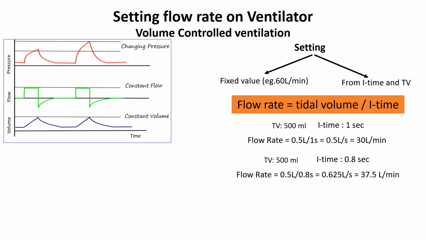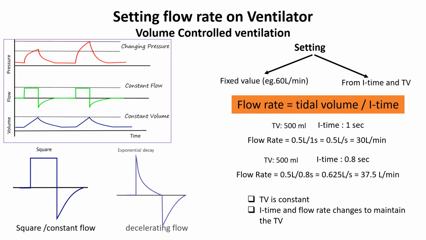So, if we set the I time, the ventilator automatically adjusts the flow rate to deliver the set tidal volume within that time. And if we set the flow rate directly, the inspiratory time is determined based on the time required to deliver the tidal volume. Some ventilators also allow the selection of flow patterns, such as square or decelerating flow.